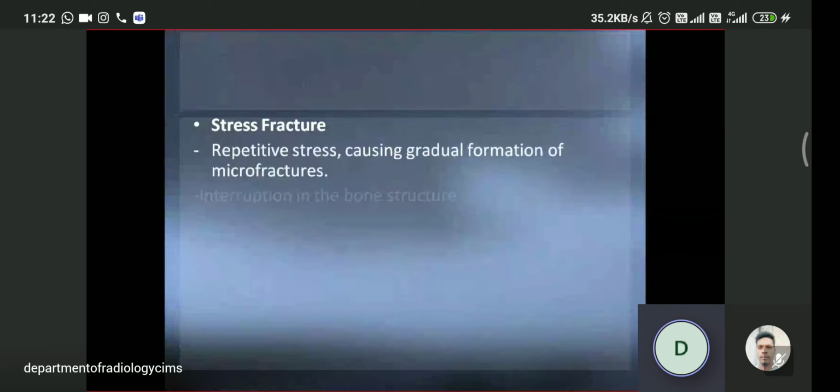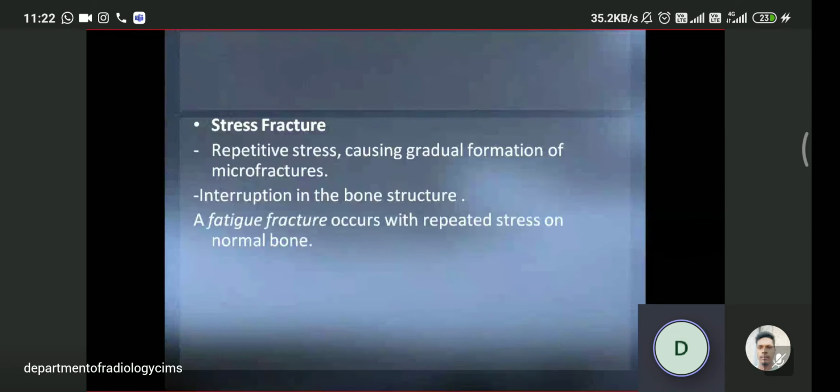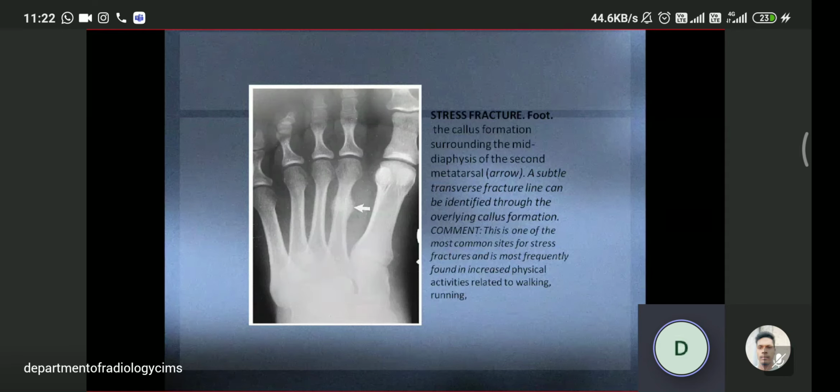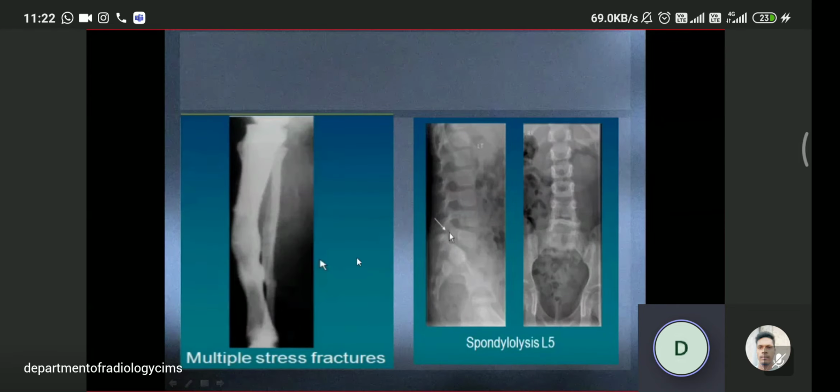Coming to the stress fracture. These are the stress fracture images. Because of the repeated running, repeated jogging, the part of the second metatarsal gets injured, leading to the stress fracture. These are the multiple stress fractures. Spondylolysis of L5 vertebrae. You can't appreciate it because it is a very small image.